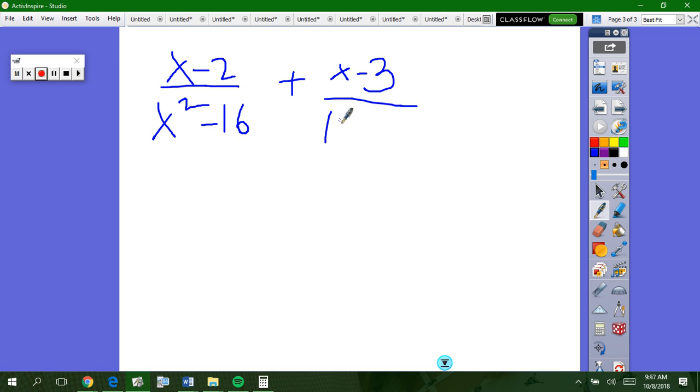Not unless it tells you to, but I don't think it will. So what does the bottom look like? What are they called? They are difference of squares. Whoever said that, good job.